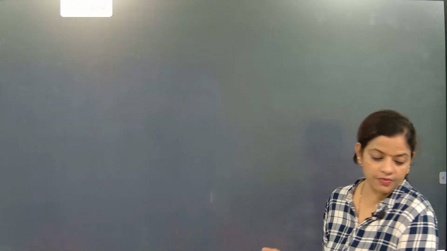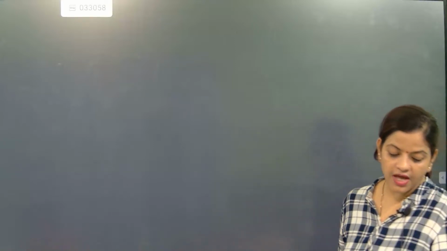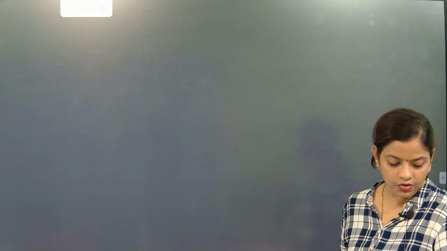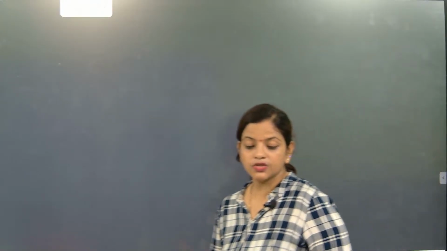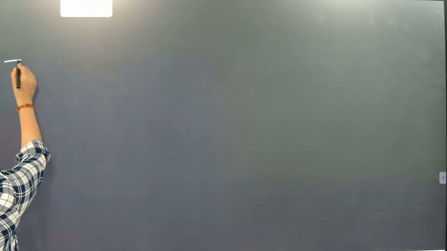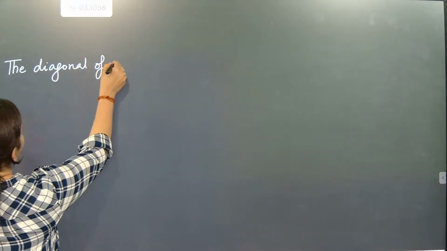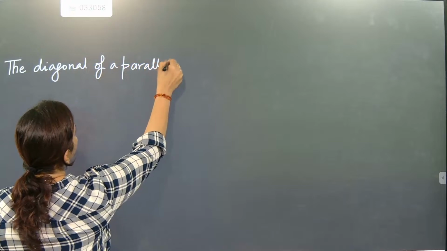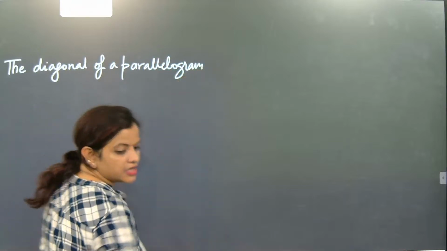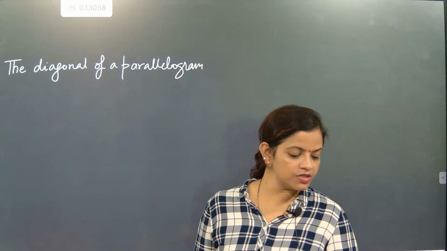The first theorem is: a diagonal of a parallelogram divides it into two congruent triangles. Sorry, it is written differently. So now we are going to study that. Note down, beta, the first theorem. I am going to prove it. Note down everything. The diagonal of a parallelogram divides it into two consecutive triangles.